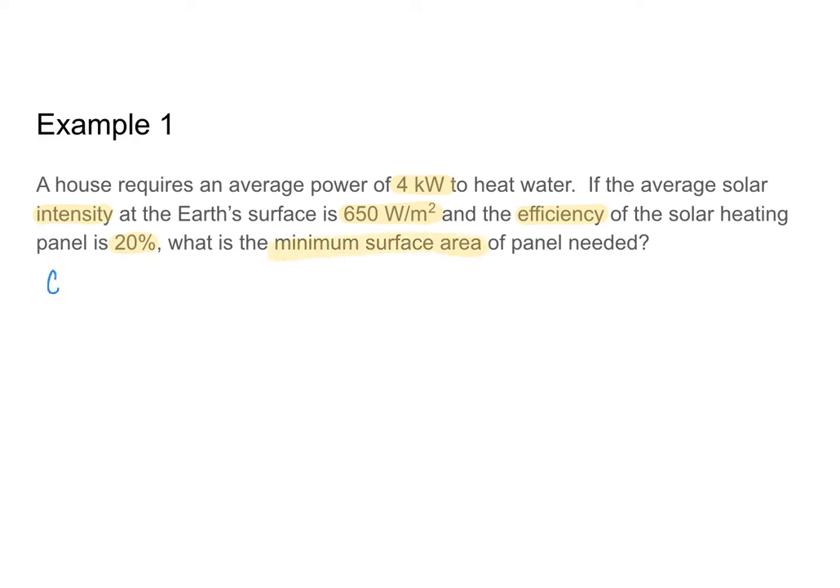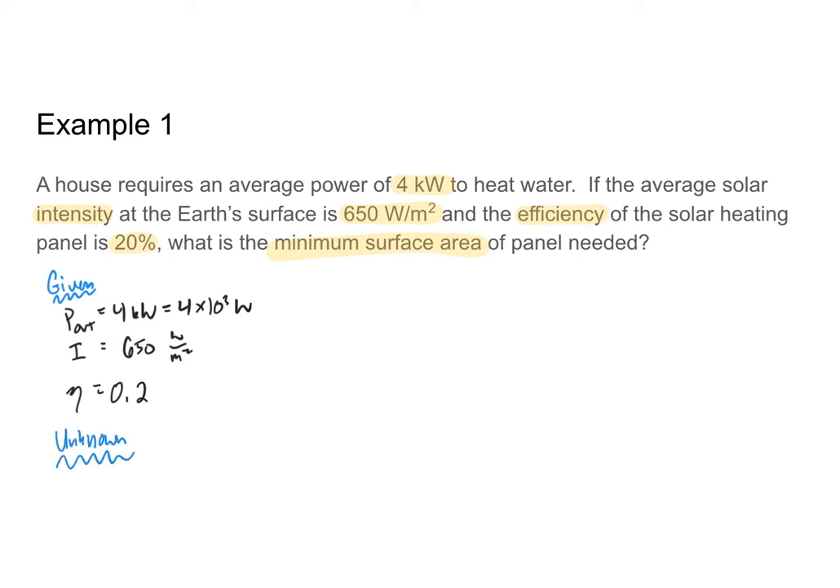So our givens here are the power output, which is 4 kilowatts, or 4 times 10 to the third watts, the intensity, which is 650 watts per meter squared, and the efficiency eta, which is 0.2, or 20%. The unknown here, and guys, you'll notice I'm writing eta as a decimal instead of as a percentage. So our unknown here, guys, is going to be our area.